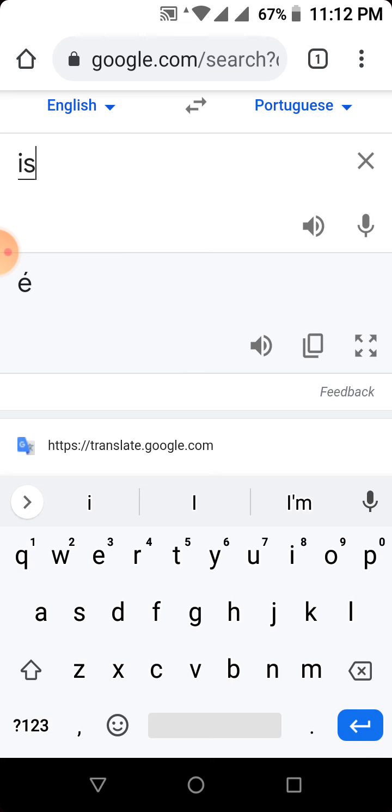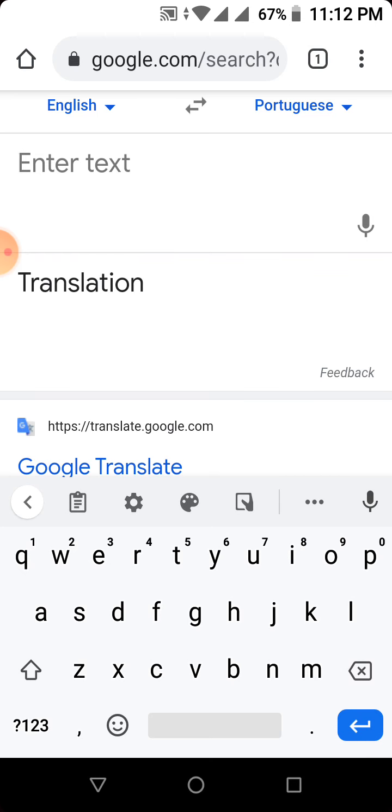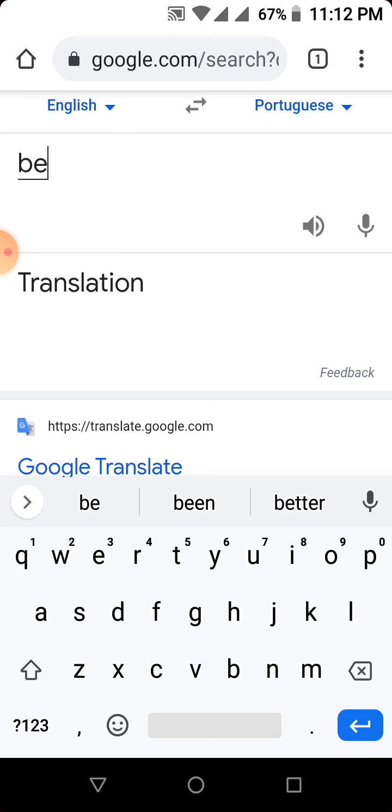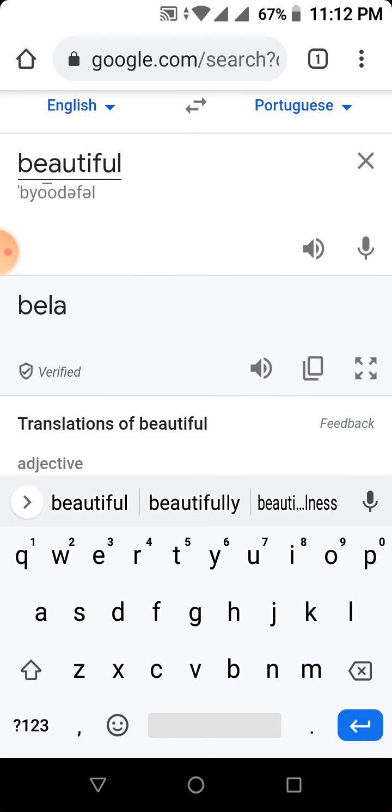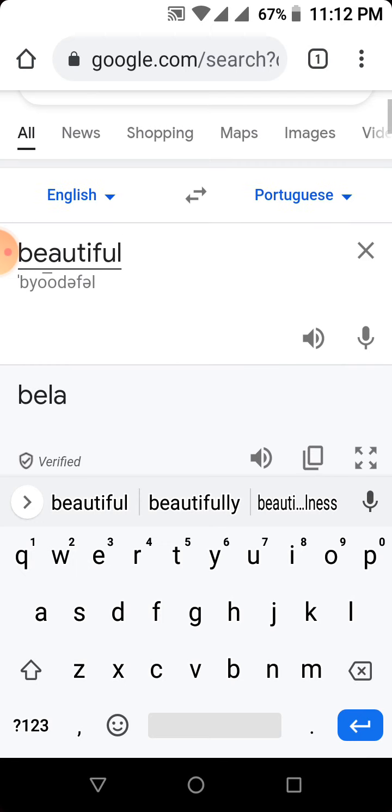And then "é," and then "beautiful." So we have here "bela" as a translation of "beautiful" in Portuguese. So we have now the translation of the words put together. I have here "sua" or "seu." Let's say "sua lugar é bela," right?